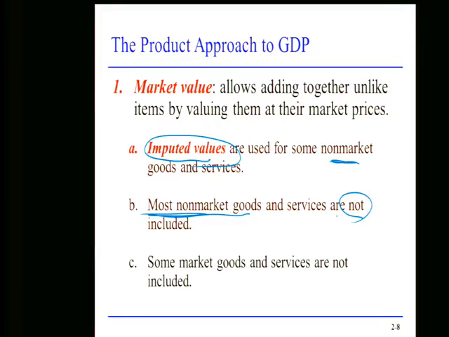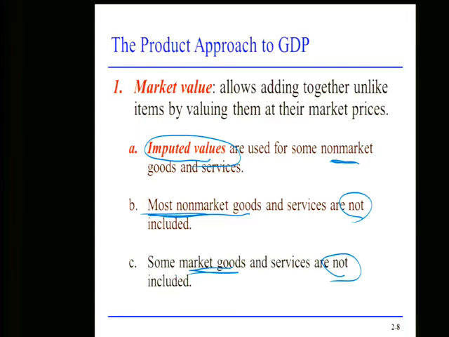A third thing, there are some market goods and services that are not included. Mostly, these are illegal activities, or activities that take place underneath the table or in the black market, where nobody wants the government to know about it, either because it is illegal or because they don't want to pay taxes on the income that's being earned. Okay. Now, governments do attempt to measure some of these things.